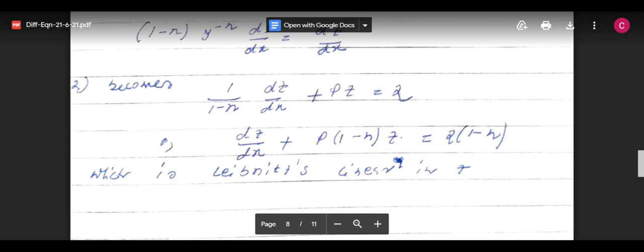Now from this equation, 1 minus n into y to the power minus n dy/dx equal to dz/dx, what will be dy/dx? Keeping only dy/dx on the left side, the factor 1 minus n into y to the power minus n goes to the right side. So dy/dx equals dz/dx into 1 by (1 minus n) into y to the power minus n. Why are we doing this? To substitute dy/dx in terms of dz/dx in equation 2, to make it a Leibniz equation. Got it.